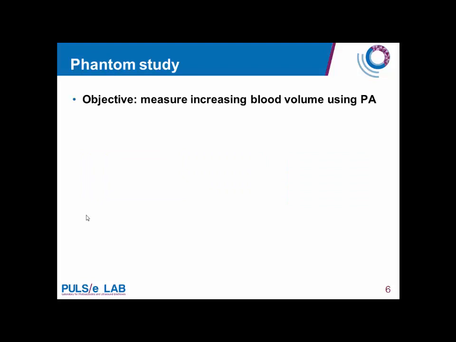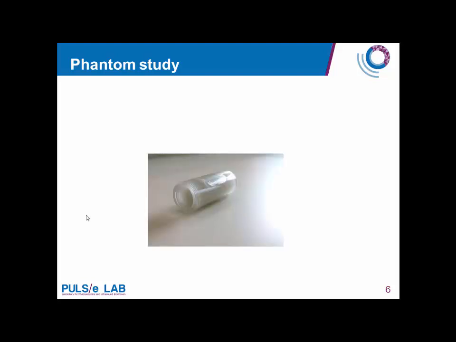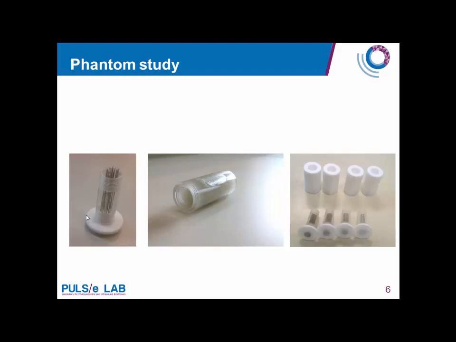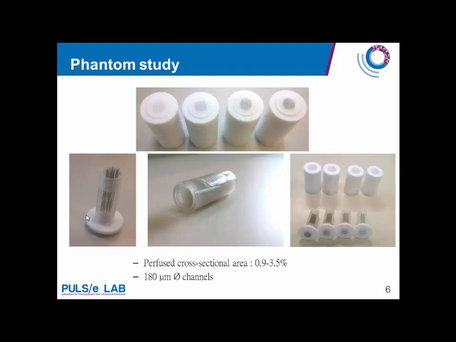The aim of this study was to investigate whether we could measure an increasing blood volume using photoacoustics. For that purpose, we developed perfusion phantoms, which are cylindrical gelatin phantoms within a mold. By using very small needles, we can create channels inside those phantoms. We created 4 different phantoms with an increasing amount of channels. So we increase the amount of blood volume in the phantom, ranging from 0.9 to 3.5%, and the channels have a diameter of 180 micrometer.